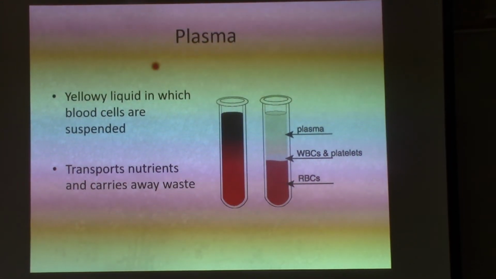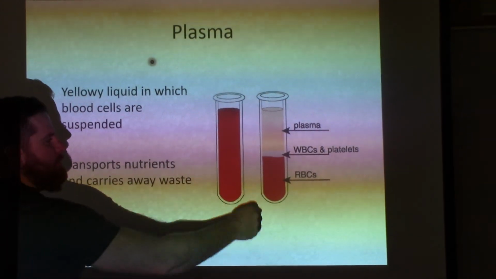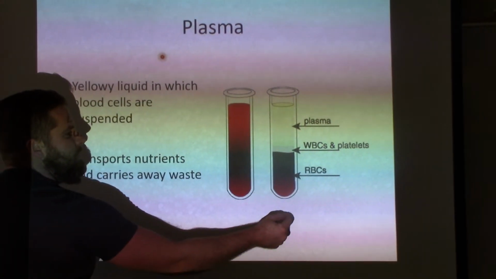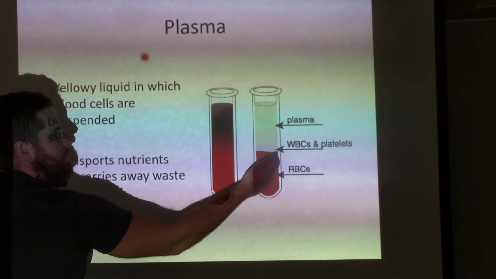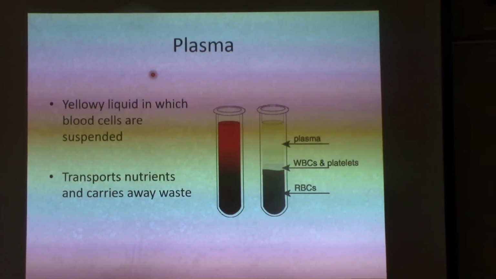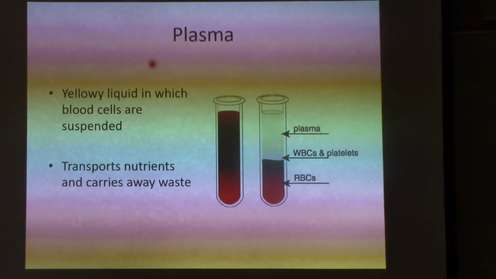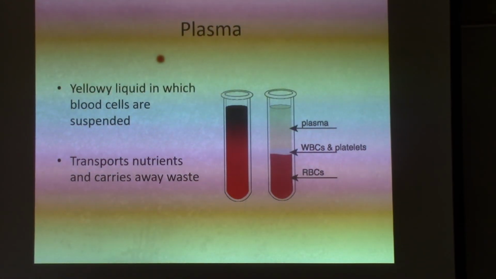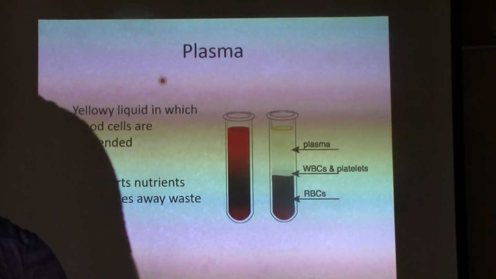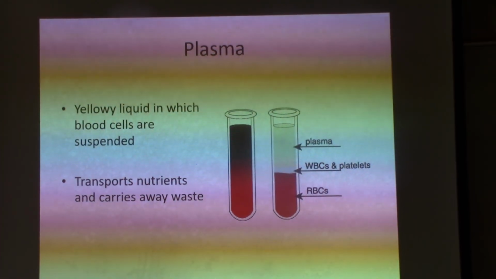The plasma itself, if it's centrifuged, so it's been spun very quickly to separate the parts, you can see the components. Plasma, white blood cells and platelets, and red blood cells. All right, so the plasma itself is a yellowy liquid. It transfers nutrients and carries away waste, and it's the solvent for your circulatory system.